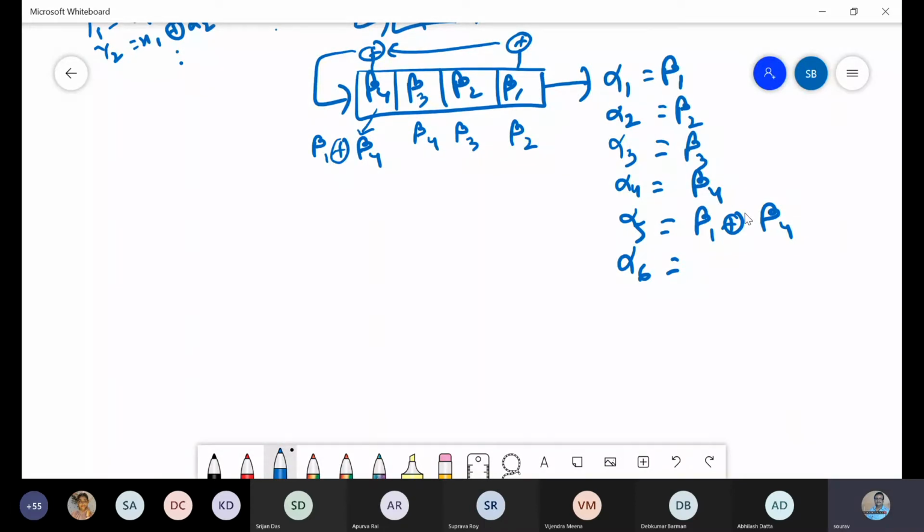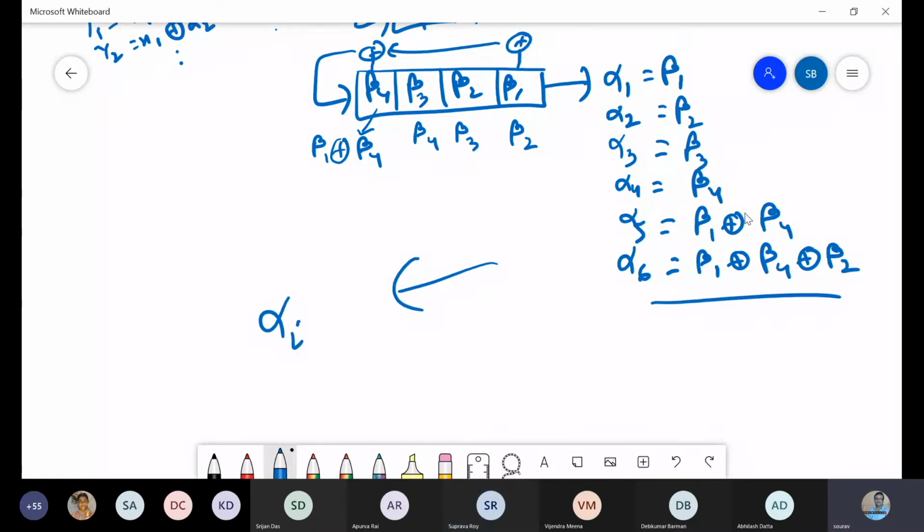Alpha 6. Beta 1 XOR beta 2 XOR beta 2. Beta 1 XOR beta 4 XOR beta 2. Thank you. So basically, can you observe this?